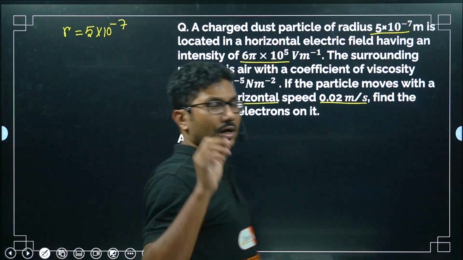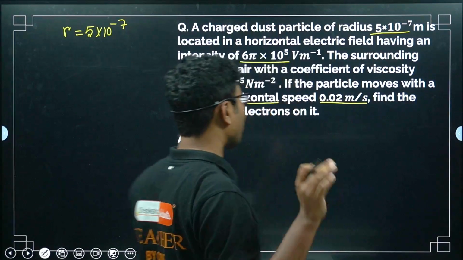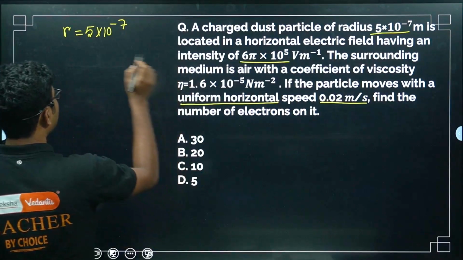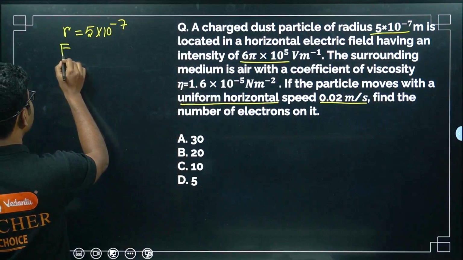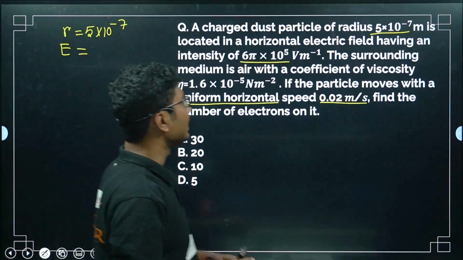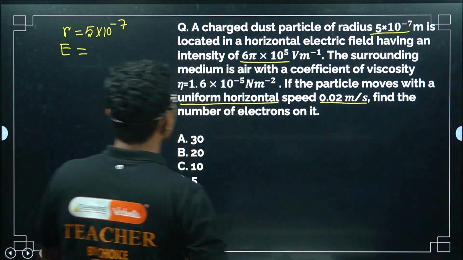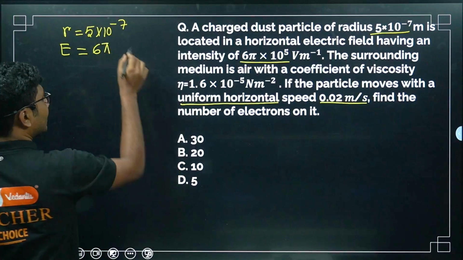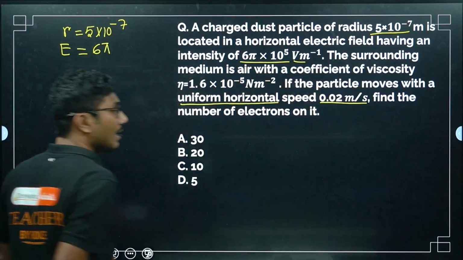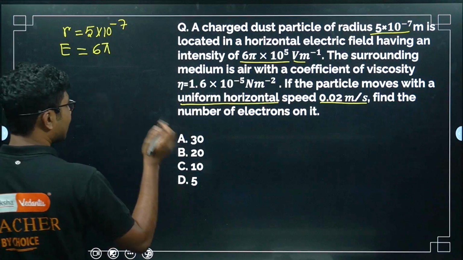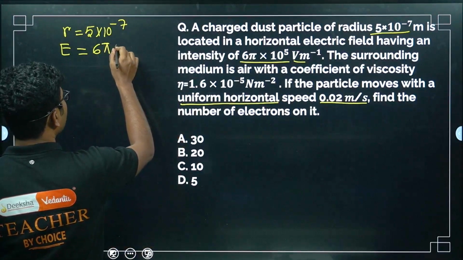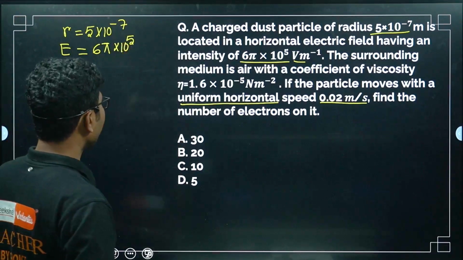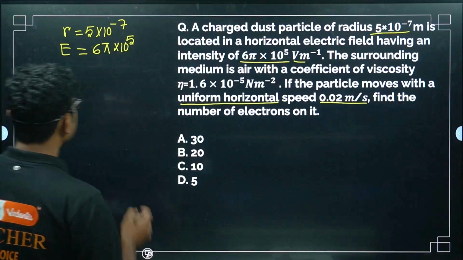If you have tried to solve this question and you are not able to solve it, then you must read the question paper first. The electric field intensity, that is the electric field itself. Sometimes it is called electric field intensity or sometimes electric field, both are the same. Electric field is given as 6 pi. Now if you see here, they have given volt per meter, not the usual Newton per coulomb, but that is the same, both units are the same. I mentioned that also in the past. So 6 pi times 10 to the power 5, and eta is given.